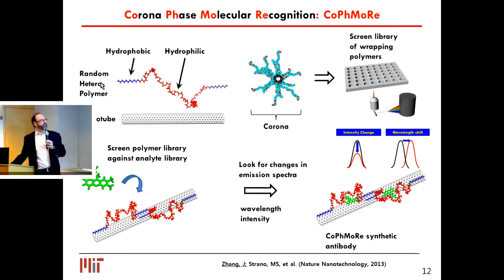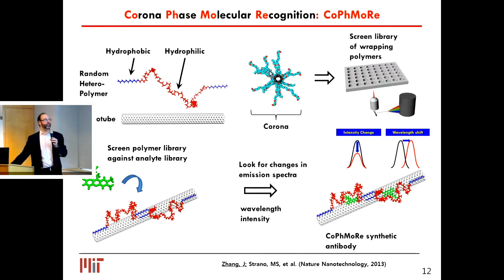Okay, so this is our discovery. We call it corona phase molecular recognition, and I believe it's a very generic phenomenon that we should look for in a variety of nanoparticle systems. Carbon nanotubes, like many nanoparticles, are hydrophobic. So if you want to put them into water, you have to adsorb a surfactant or polymer layer. This adsorbed layer is called a corona. You're supposed to see the rays of the sun here.